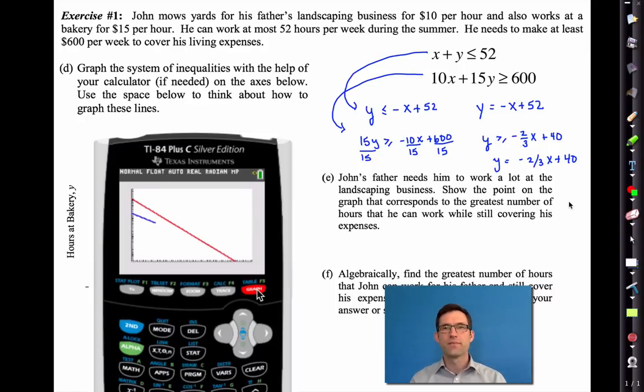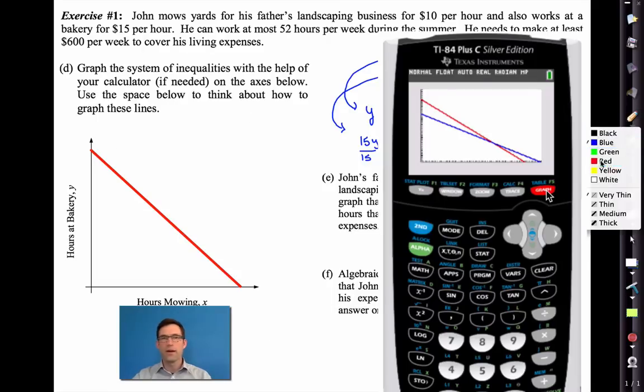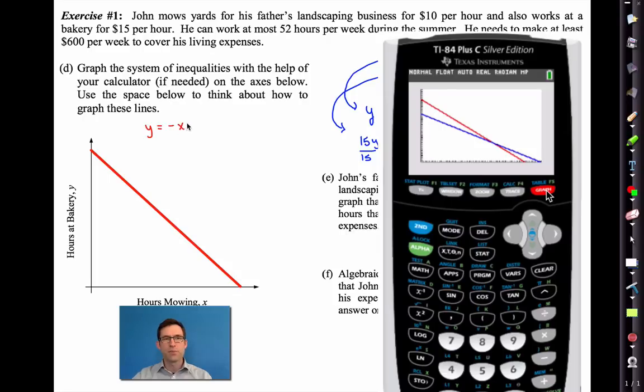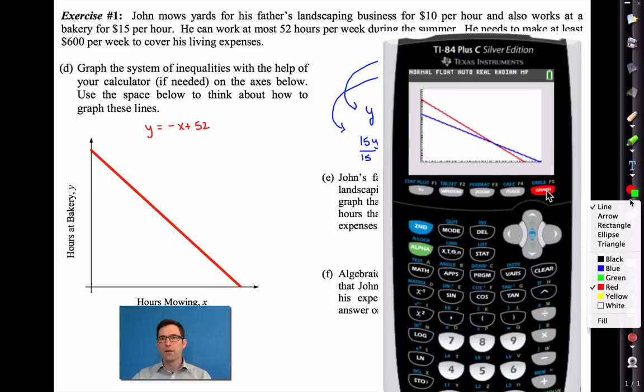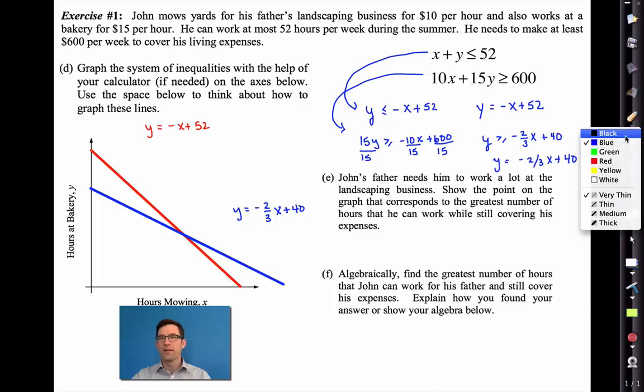All right. Now, it's kind of important to remember which one's which. So here we've got the, actually, let me use the prefab line maker here. We'll do the red one, and I'm going to label that, and why not? That'll help. Y equals negative x plus 52, and I think I'll go with a blue line for the other one. Maybe not the best in terms of my spacing. Y equals negative 2/3 x plus 40.